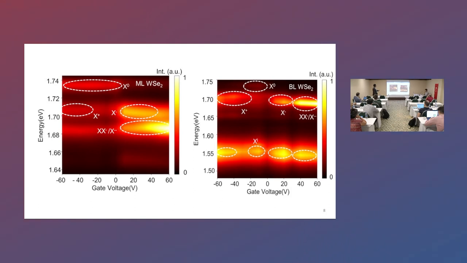Similarly for the bilayer case, in addition to the monolayer, we have found the indirect exciton, okay? This is around 1.55 electron volts, and we have seen some pockets of intensity of the indirect exciton. Overall, the gate voltage might be related, since the indirect exciton is directly correlated to the phonon replica, and there will be some electron-phonon resonance at some gate voltages. We need theoretical calculation for that.